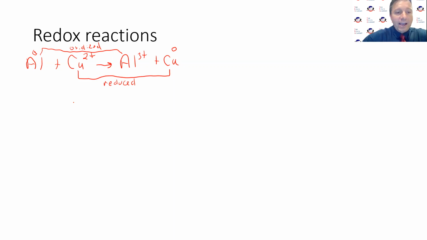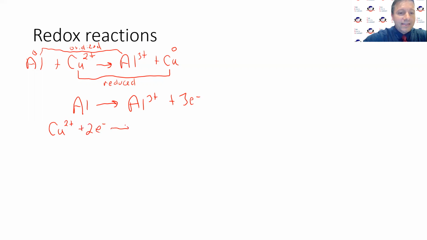So what do we have here? We have aluminum, Al, and we're going to put our arrow, and that's going to form aluminum 3 plus plus 3 electrons. That's what it had to lose to get that 3 plus charge. The next one we can look at is our reduction. So we have here our copper, Cu2 plus, and it's going to gain 2 electrons, and that's going to produce copper. Hopefully some of this might be coming back to you.